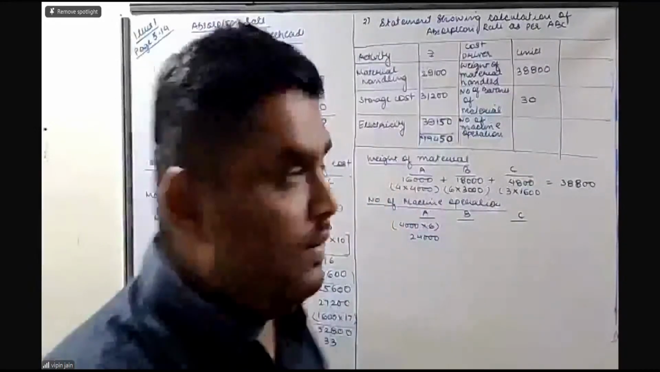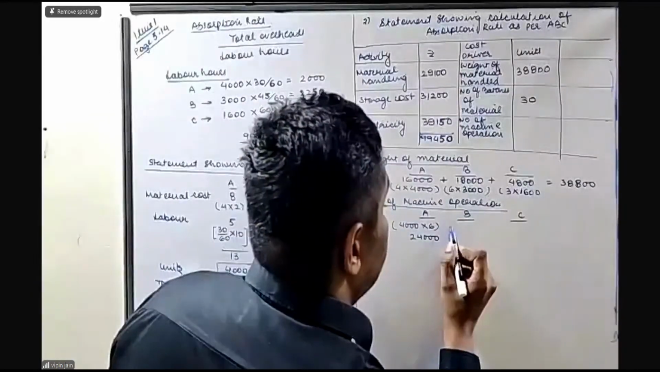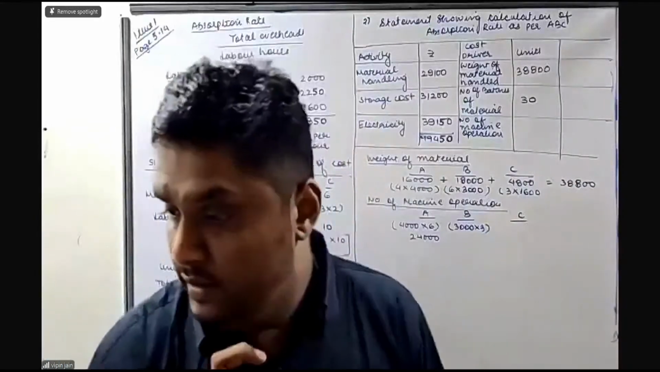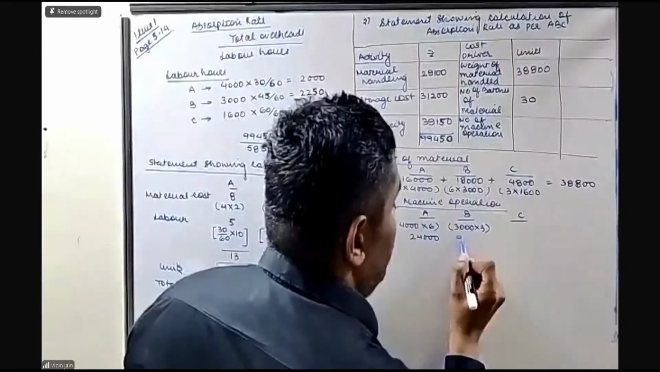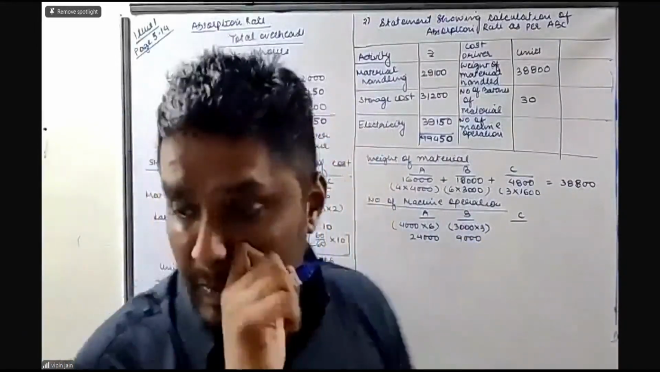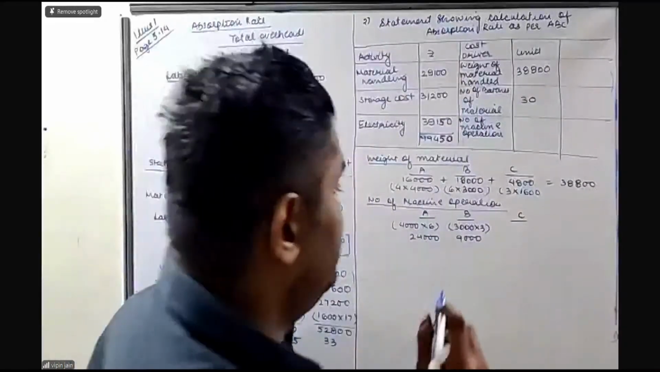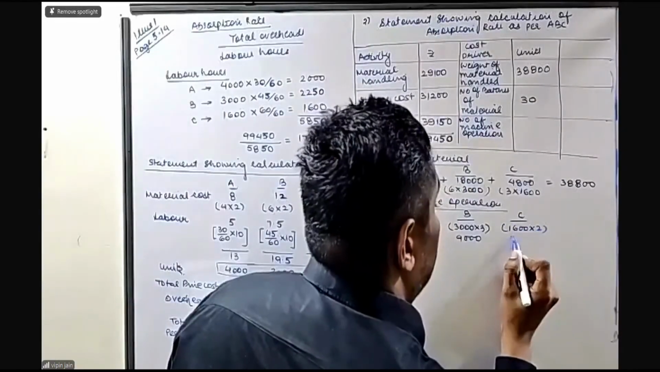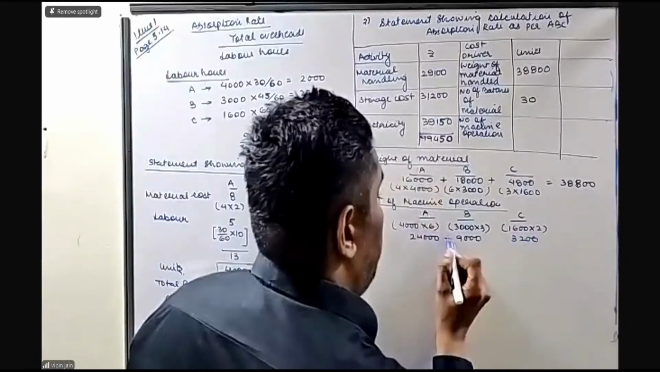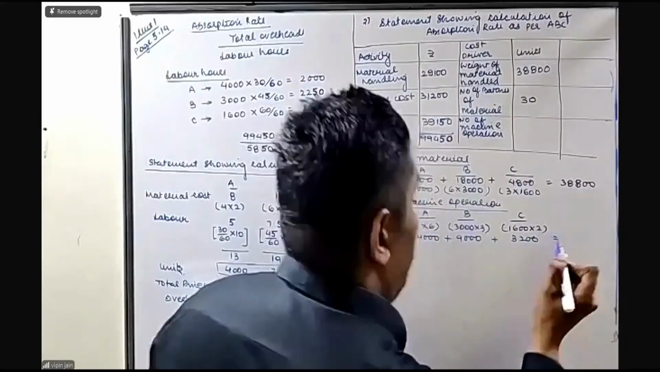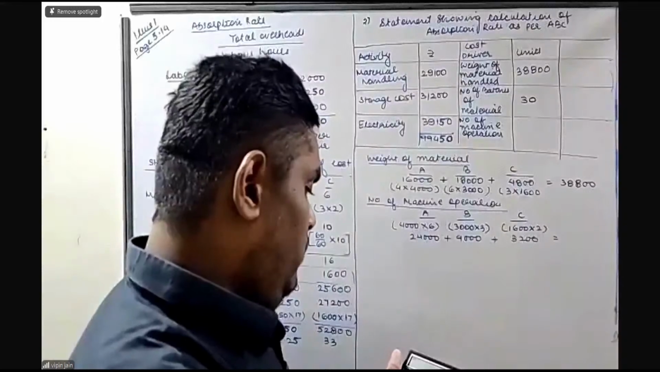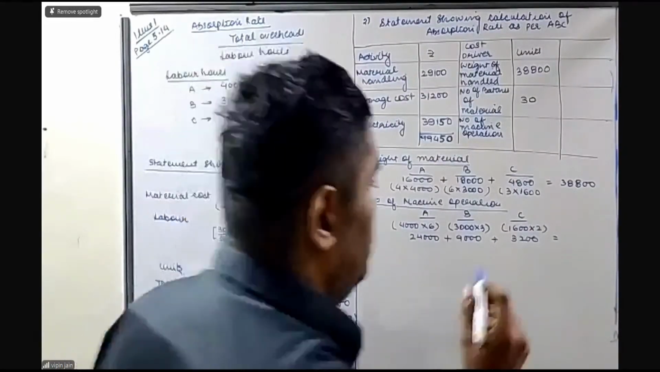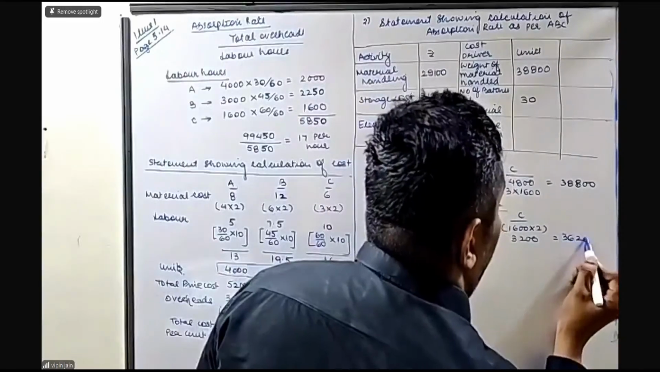For B, it is 3,000 units into 3, so this will be 9,000. And for C, it is 2 machine operations, so 1,600 into 2. So 24,000 plus 9,000 plus 3,200, this will be 36,200.